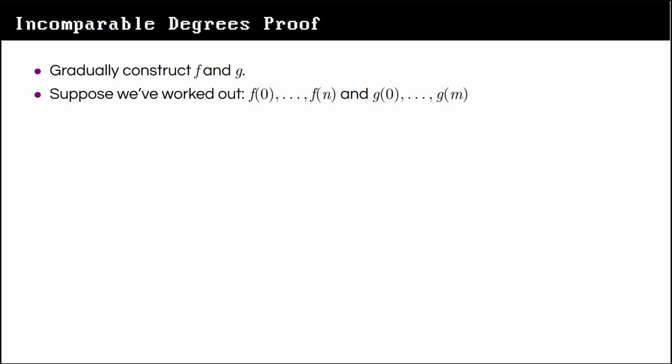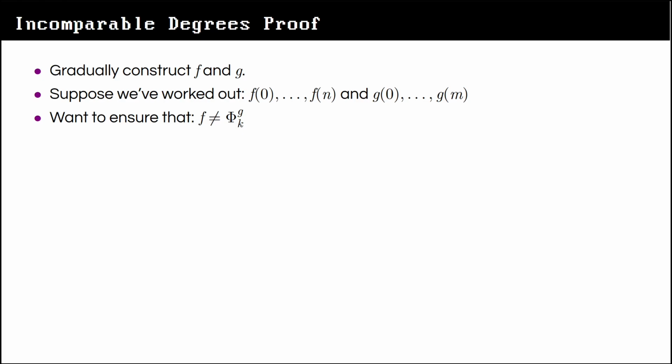Suppose that we've worked out the values of f of 0 through f of n and g of 0 through g of m, and we're now at the step where we want to extend our known values of f and g in order to ensure that, let's say, f is not given by the kth program with oracle g. And again, we're going to have to do this in reverse in some of the other steps to make sure that g is not given by the kth program with oracle f. But it's going to be the same process, just with the roles of f and g reversed.